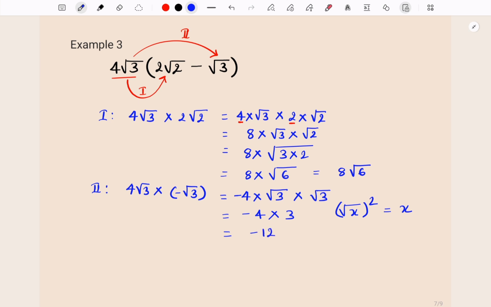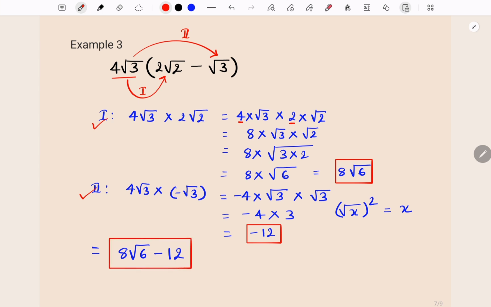Now let's go back to the original question and let me write the final answer. First, let me write the result from the first multiplication, that is 8 root 6. And then let me check the result of the second multiplication, that is negative 12. So let me just write negative 12 here. And that would be the answer of this question.